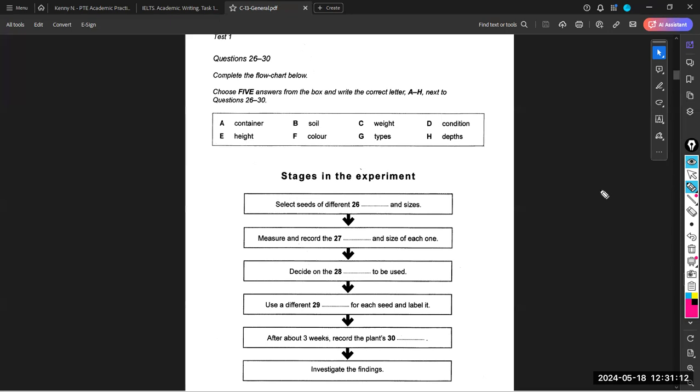How did you solve 28? 28, deep. It is deep. It is correct.